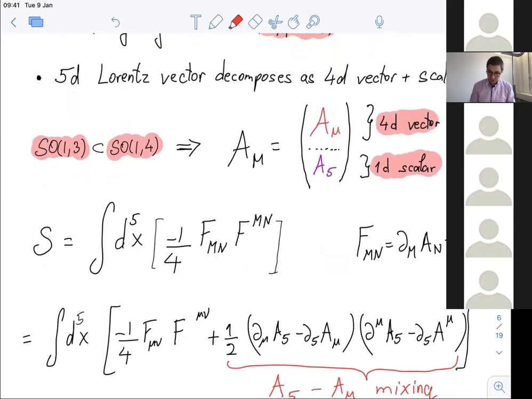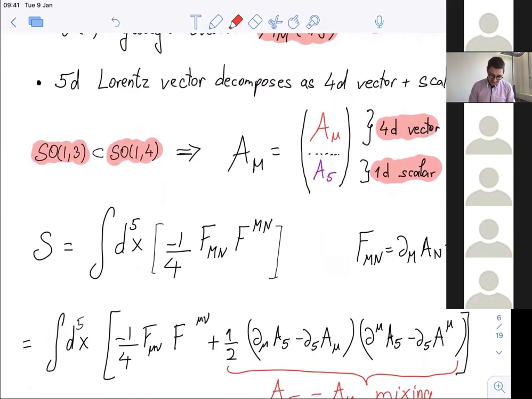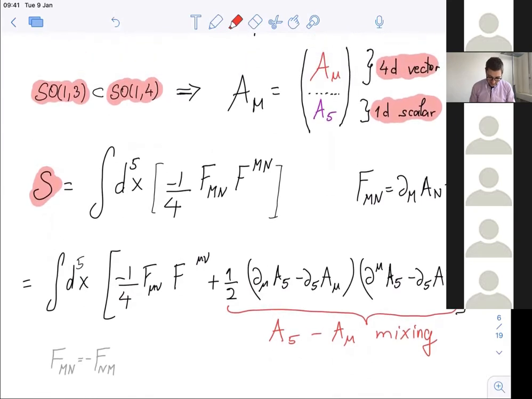So in 4D, we have a vector field and a scalar field. Now let's start with the action. The action is, of course, the space integral over the kinetic term, where F mu nu is the field strength tensor defined by this relation. In particular, F_MN is antisymmetric in M and N indices. Now we can expand this kinetic term in terms of 4D indices mu nu and the fifth component. This is the form which follows because of the antisymmetry. And note that you will have A5, A mu mixing. So there will be scalar-vector mixing.